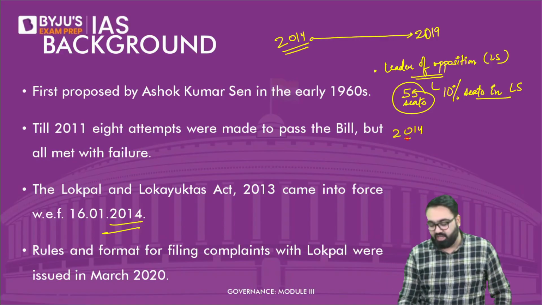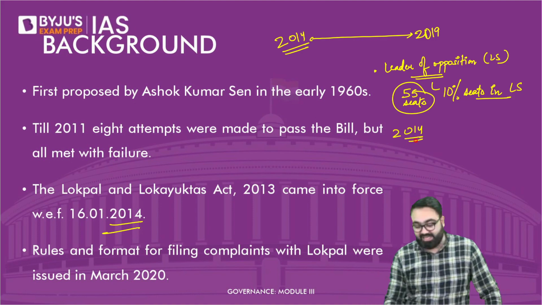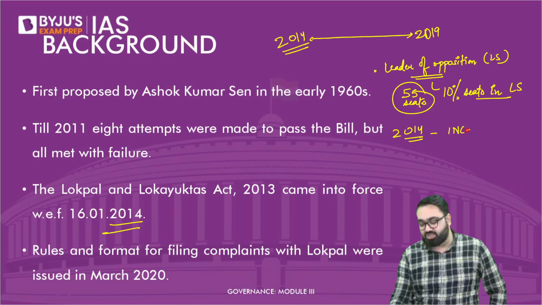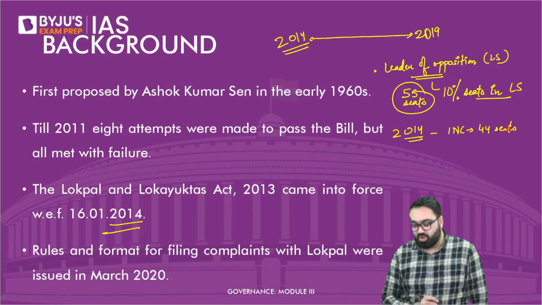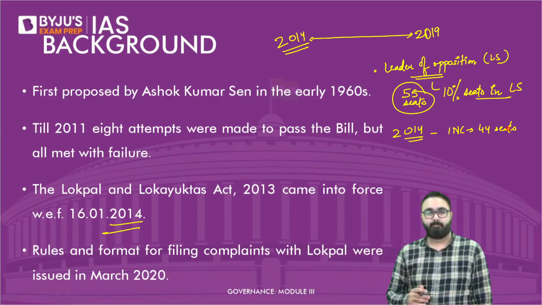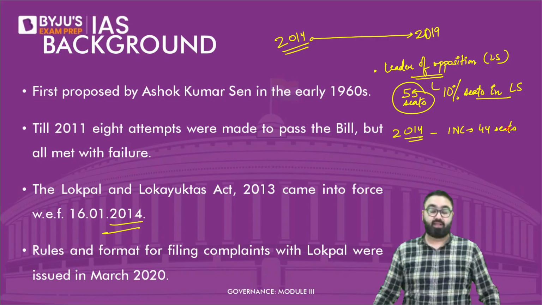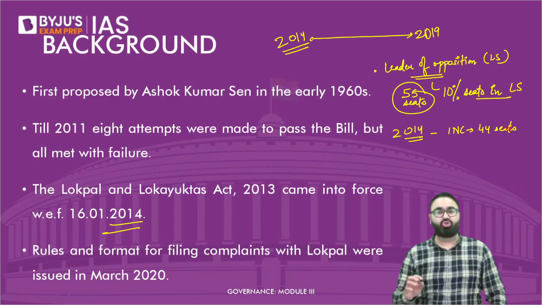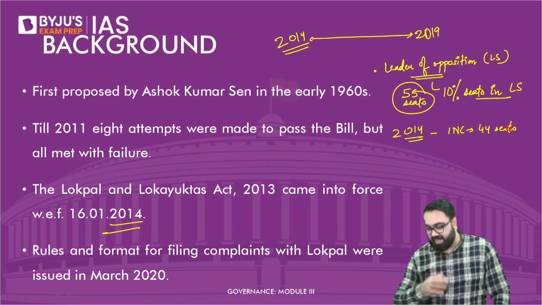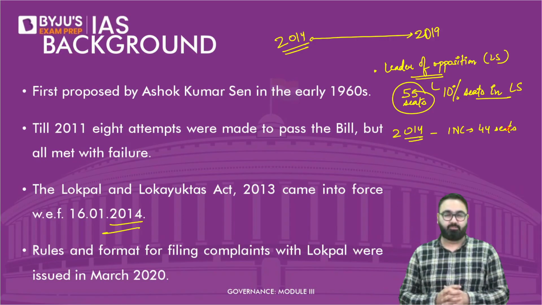In 2014, Congress was the single largest opposition party. But how many seats did the Congress get? Congress got only 44 seats in 2014. So officially, there was no leader of opposition. The government used this as an excuse. The government said, because there is no leader of the opposition, we cannot have the meeting, we cannot have the committee, so we cannot appoint the Lokpal.